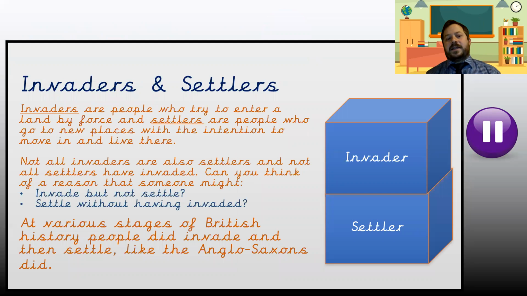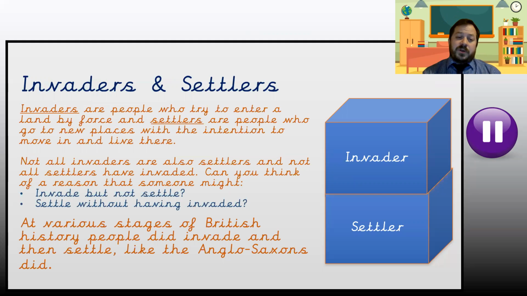So, invaders and settlers. Invaders are people who try to enter a land by force, and settlers are people who go to a new place with the intention to move in and live there. Not all invaders are also settlers. Not all settlers have invaded. Can you think of a reason why somebody might invade but not settle? Come to another land, take what they wanted, be aggressive, and then leave again. How about some that want to settle without invading? Why might they just come into another land and settle on the land without taking over?